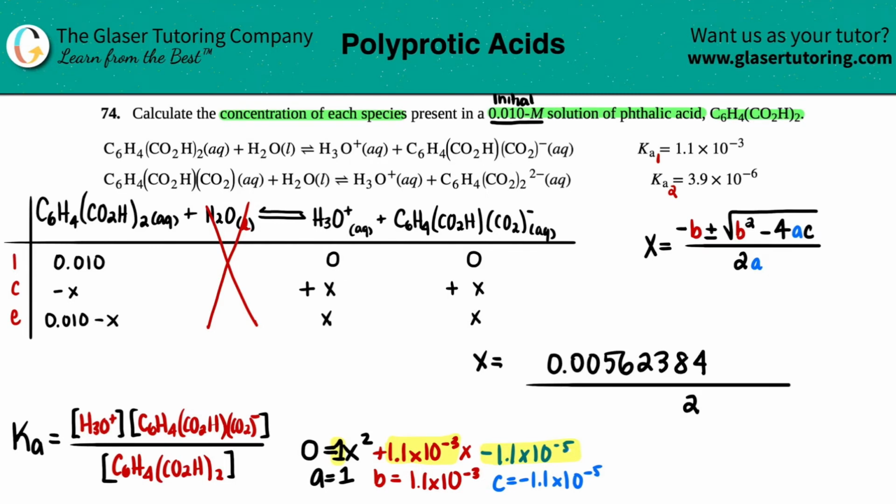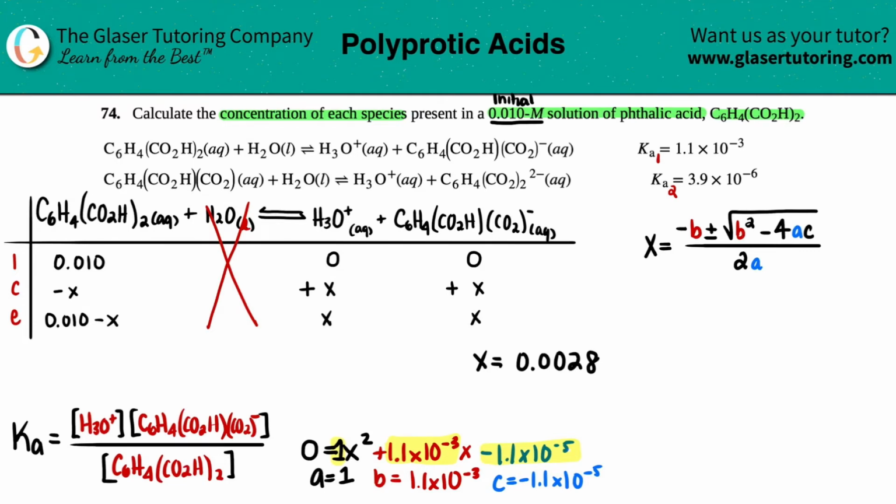0.0562384. And now we just take that and divide it by 2. And now, since we got an answer, we are going to take it as 2 sig figs, because that's what we started with. So if I divide by 2, x finally equals 0.0028.